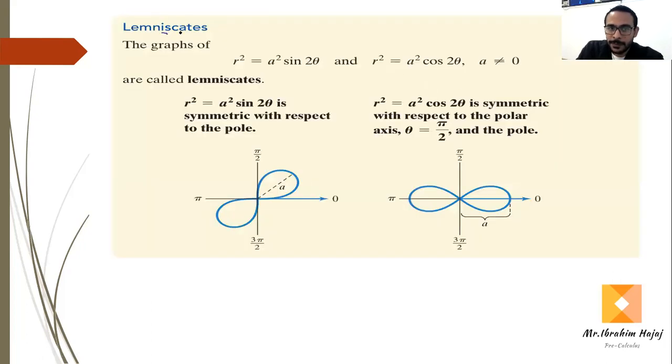Listen carefully. For the limit case, the graphs of r squared equals a squared sine 2 theta, or r squared equals a squared cosine 2 theta. The first is for sine.